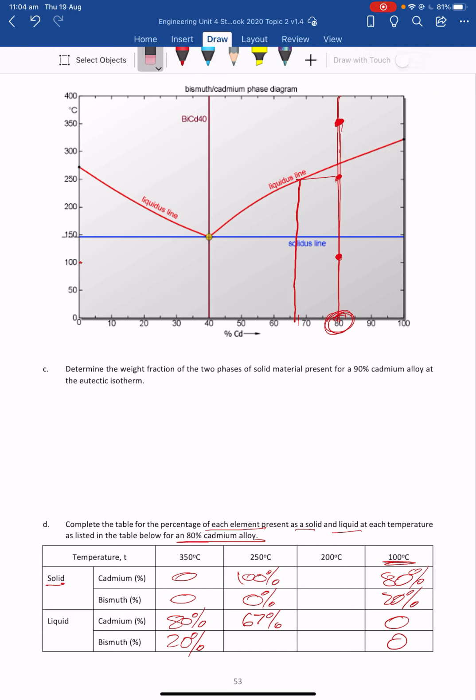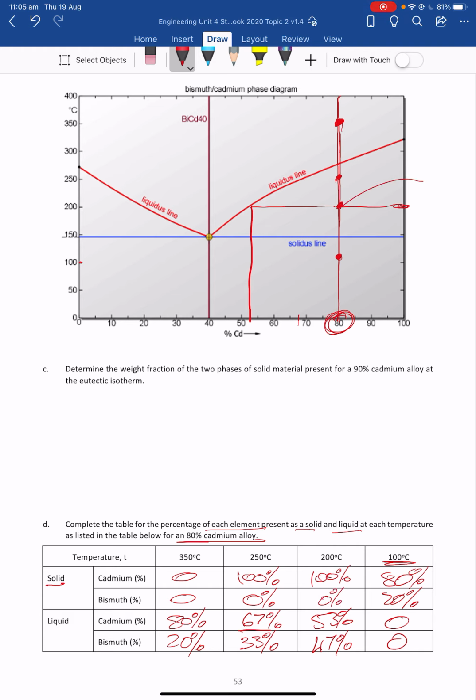And then we go down to the next line. I'm just going to get rid of those ones. We're going to go down one dot. Lastly, obviously if this is 67%, then the rest must be bismuth, which is 33%. And then we go down to 200. So we move down to the 200 mark, and again we go along the line and come down. That looks like about 53%. So in the liquid phase, there's about 53% cadmium, which means there's about 47% bismuth. But again, the solid part of it is 100% cadmium and 0% bismuth.